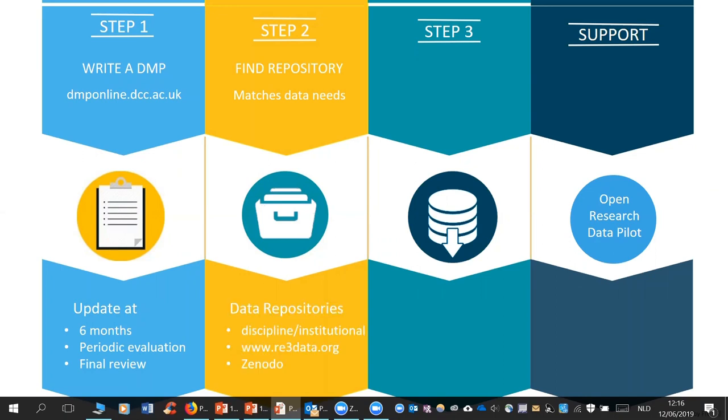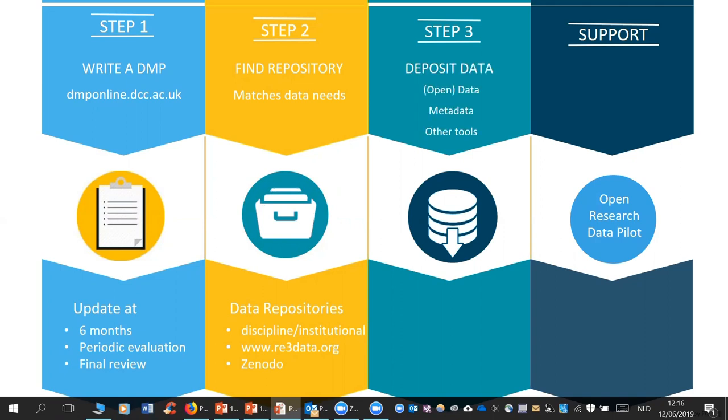For data repositories, look for a disciplinary one. It will be the best way, as that repository can help you. It will apply the standards in your discipline. You can look at rtdata.org to look up data repositories if you don't know where to start. You can use Zenodo, which is a catch-all repository for all disciplines, which will also provide you with good tools to make your data FAIR.